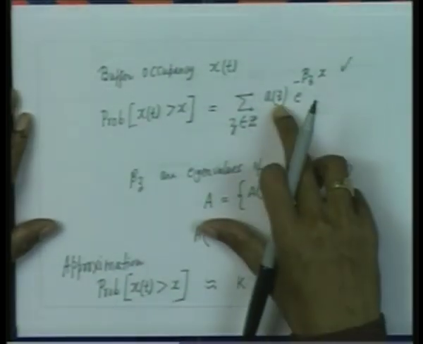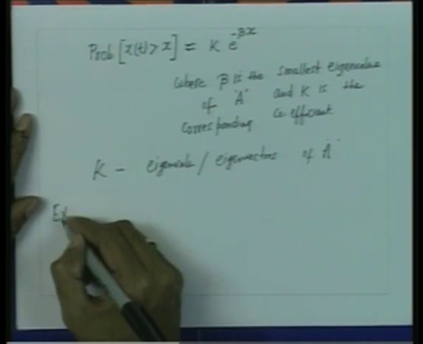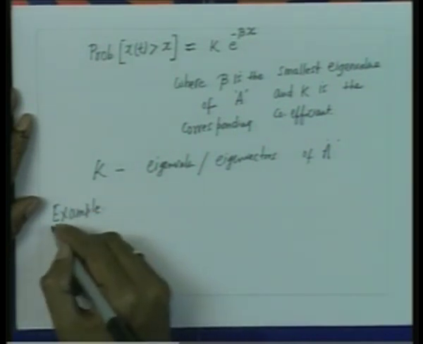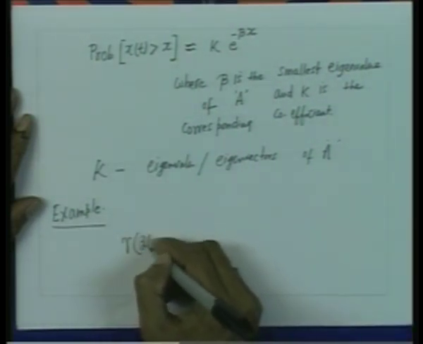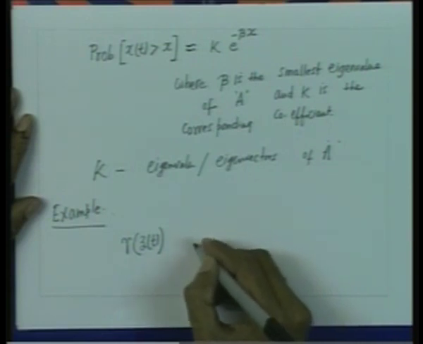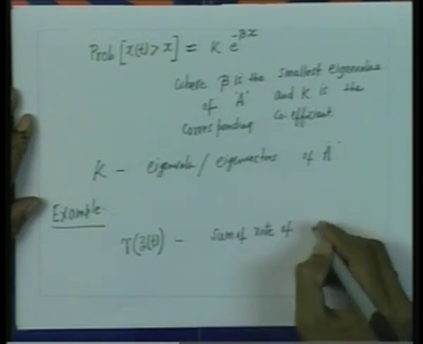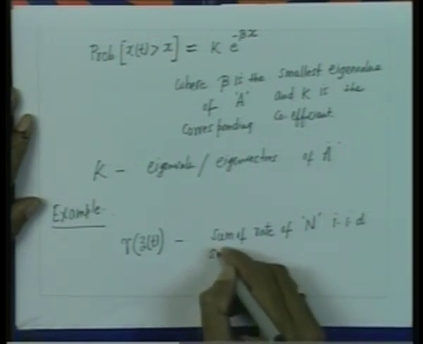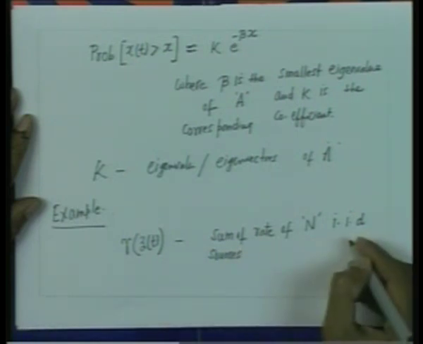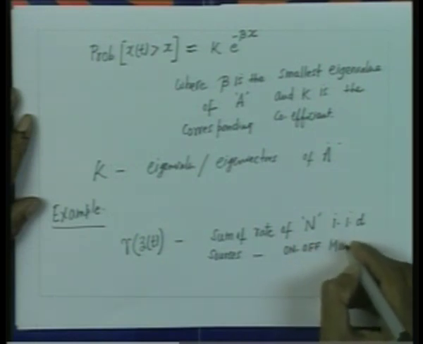Of this matrix A, right? Now just take a small example to give you a specific idea. Let us say that this R(t), which is the sum of the rates of n independent and identically distributed sources, n IID sources. Each source is an on-off Markov fluid.